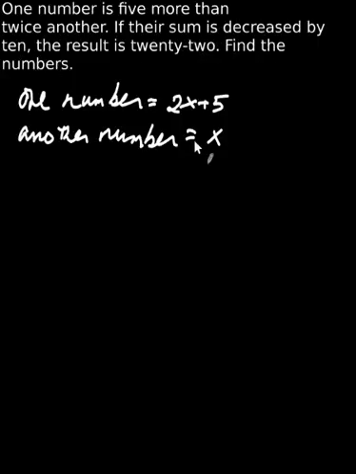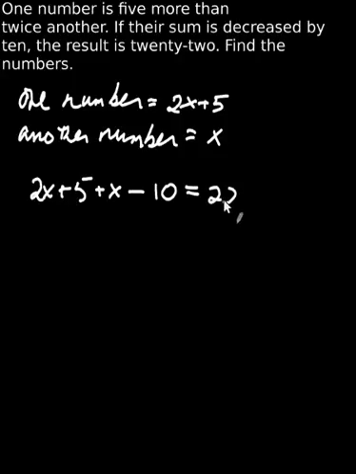The sum of these two numbers is going to be 2x plus 5 plus x. That's the sum of the two numbers. But then we have to decrease that sum, that is, from it we have to subtract 10. What do you get when you do that? Well, the result is 22. So that's equal to 22, and that's the equation you've got to solve.